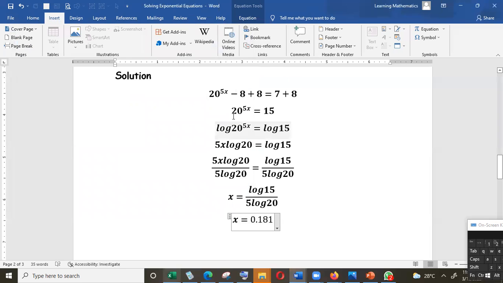So the key point is that before you apply log, make sure that the base and the power are by themselves on one side of the equation. It doesn't matter what is on the other side. Once the base and the x in the power are alone, then you can apply logarithms, log to the base of 10 or log to the base of e.